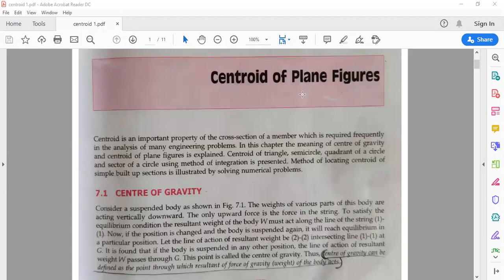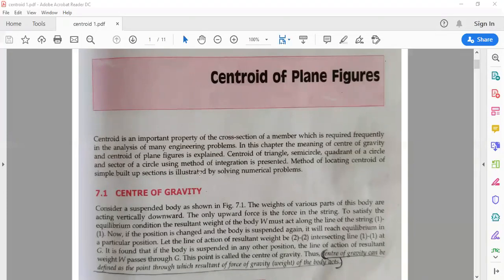Today I'll be discussing the fourth module, that is centroid and moment of inertia. So, centroid of plane figures. You may know what is meant by center of gravity. There is a difference between center of gravity and centroid. Centroid is the property of a cross section where the area is important, but the center of gravity is the point where the entire mass or the weight of the body is assumed to be accumulated.